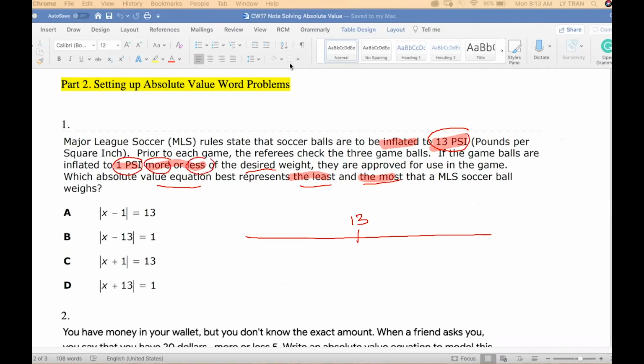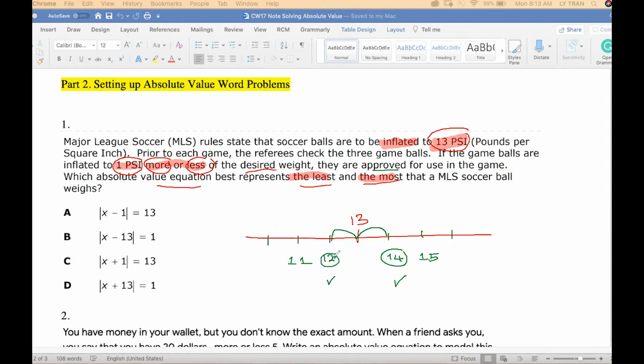Okay, so if I go 1 more on a number line, what number is it going to be? Let's finish the number line real quick. 13, that's a special number here. So I have 12, 11, and then I have 14, 15. If I go 1 more on the number line, I'm going to go over here. Bam, that's going to be one of them. 1 more, right? Then this will be okay. If I go 1 less, they said it should be approved, so I'm going to go 1 less. What number is that? That's going to be 12.